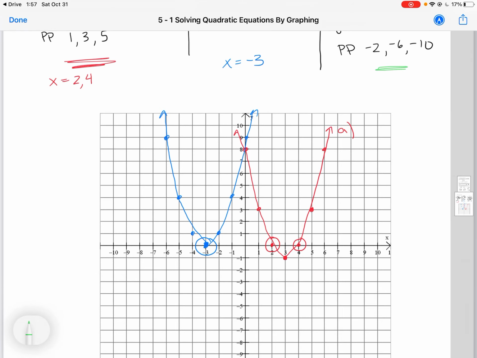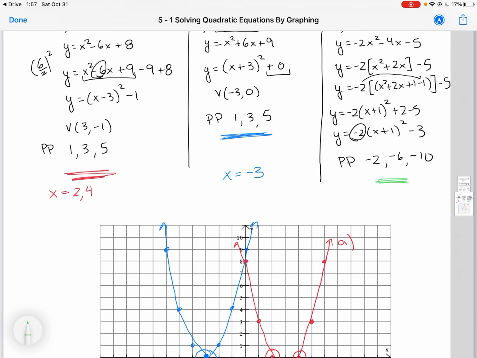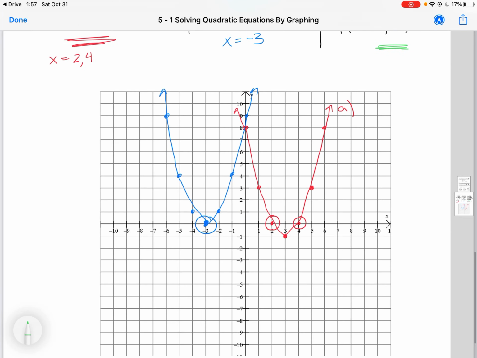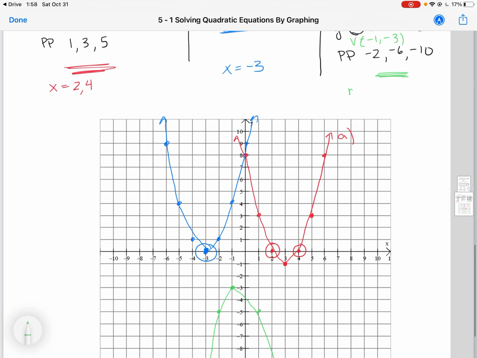The last one I will do here in green. What's my vertex here? Oh, I didn't label that. Vertex would be minus 1, minus 3. My parabola is opening down. I'm going to go over 1, down 2, over 1, and down 6. 1, 2, 3, 4, 5, 6. Here we go. And then I will fill in my parabola like this. And I'm going to notice that the vertex is below the x-axis and it opens down. So I've got no solutions for this one. That is how you graph a parabola and find the solutions to the quadratic equation.